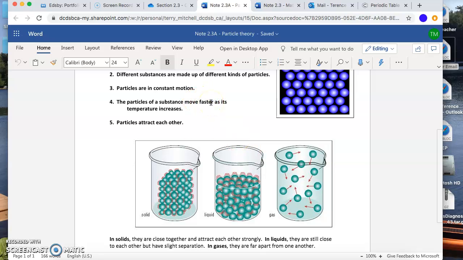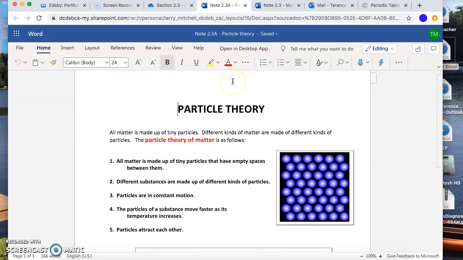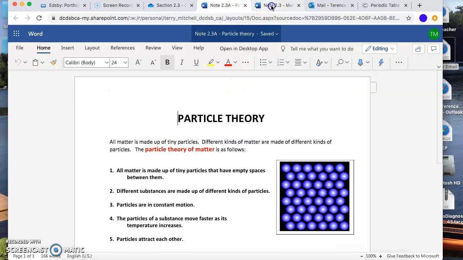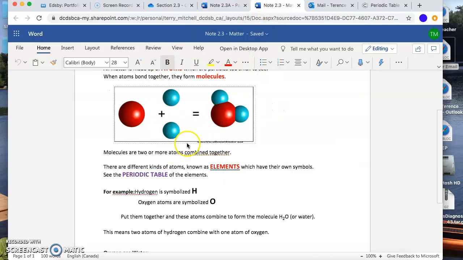Particles move faster as they warm up. So as you warm something up, the particles start to move faster. They vibrate faster, they move around more. And particles have gravity. They attract each other. They want to join up and form a particle. So going back here, they want to do this. When you have atoms on their own, they want to attract to each other and form something new.